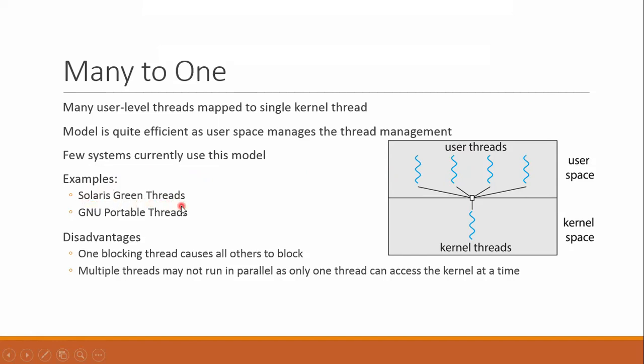It is a thread library that is available for the Solaris operating system. And another system is GNU Portable Threads. This library also supports many-to-one model. The disadvantages of this model are that one blocking thread causes all others to block. This means if one user level thread makes a blocking system call, then all the threads that belong to the same process, all those threads will be blocked.